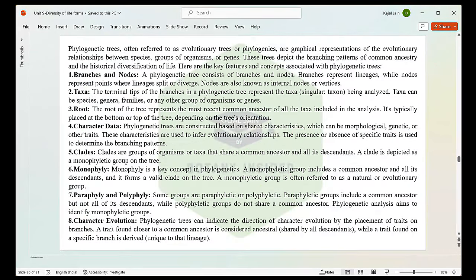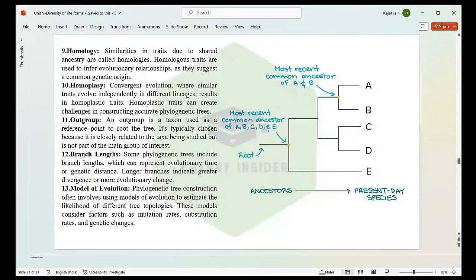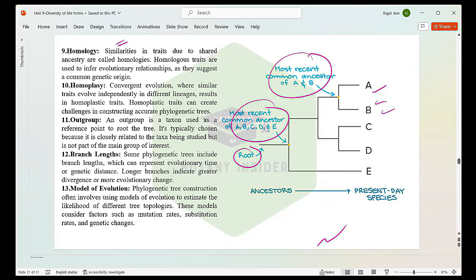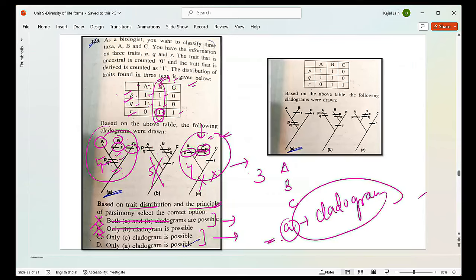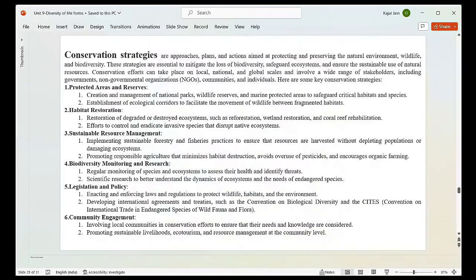Then you have the same thing related to the phylogenetic tree: branches, nodes, taxon, root, character state, clade, all these things. You can go through it afterwards. Nothing new written. Monophyletic, paraphyletic, polyphyletic groups and the remaining are similar things. Homoplasy and all these things I have explained. See over here, root, common ancestor of A and B, etc. Just for your detailed analysis, I have added this. Then, already discussed.